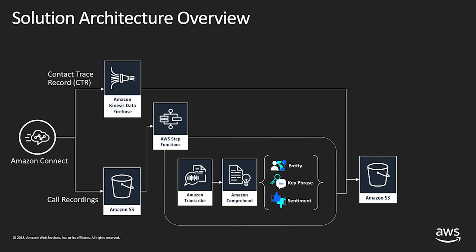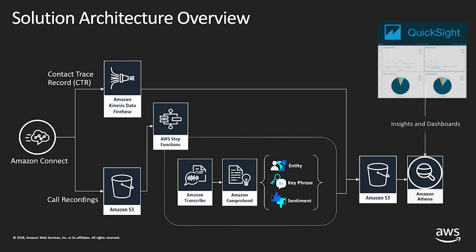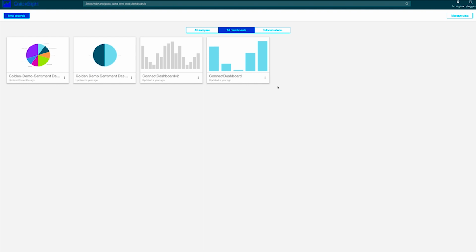With the contact trace records, transcripts, entities, key phrases, and sentiment data all located in S3 and tagged with the unique contact ID, we can now use a relational database like Amazon Redshift or Amazon Athena to query and gain insights. For this demonstration, I will use Amazon QuickSight to interact and drill down into the data. I'm now logged into Amazon QuickSight.